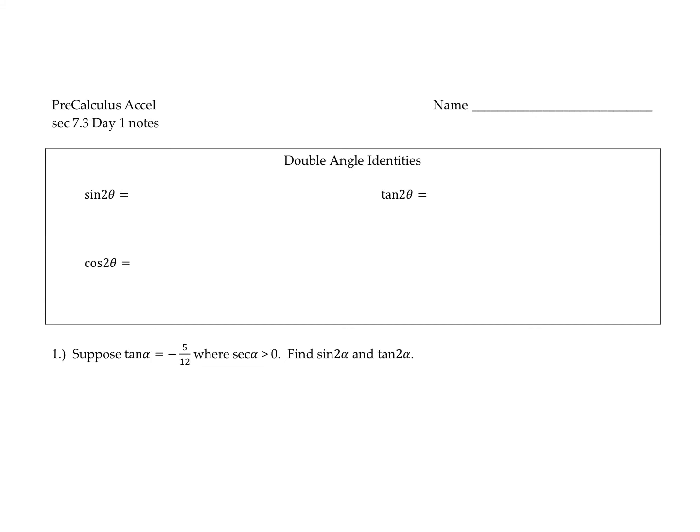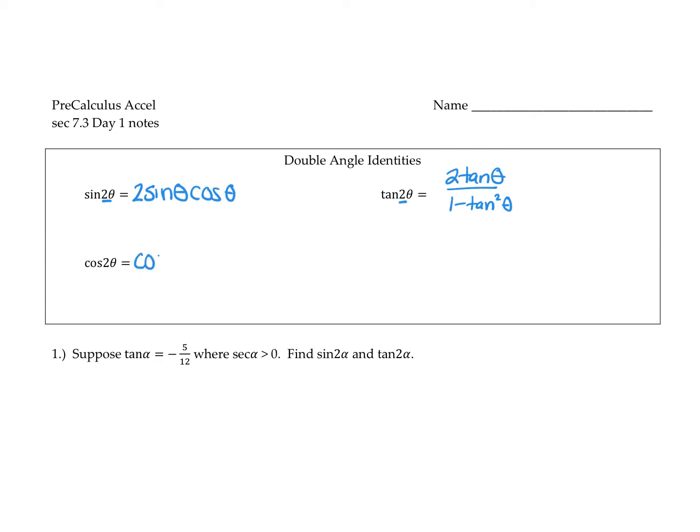In this video, we are going to talk about double angle identities. So first, let's talk about what those are. If I'm doing sine of 2 theta, that would simplify to 2 sine of theta cosine of theta. If I'm doing tangent of 2 theta, that would simplify to 2 times tangent of theta over 1 minus tangent squared of theta. Now, cosine of 2 theta has 3 options.